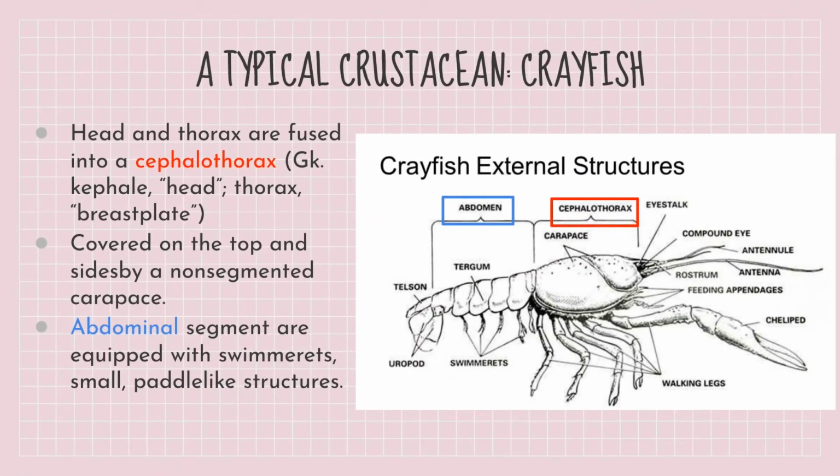Next, typical anatomy of a crustacean. Usually, the head and thorax are fused into a cephalothorax. Cephalo and thorax are Greek words which mean head and breastplate, respectively. The carapace covers the top and side part. Abdominal segments are equipped with swimmerets, which are small and paddle-like structures.